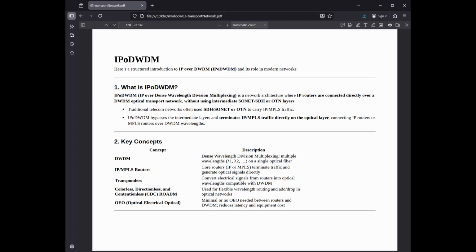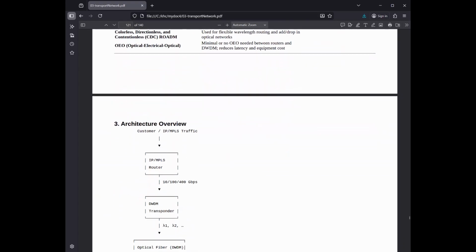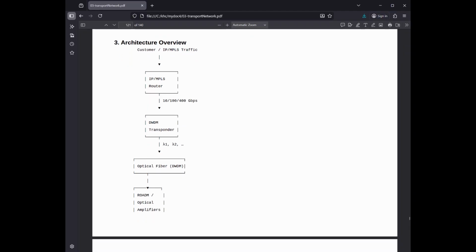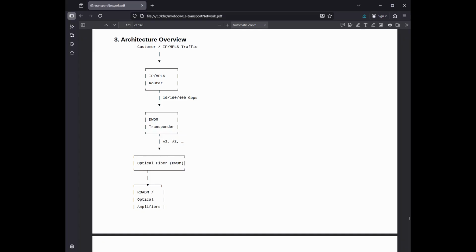Key enabling technologies: coherent pluggables, 400ZR/ZR+, the magic of miniaturized chips that fit a long-haul transponder's power into a module the size of a thumb drive. Open line systems, OLS: decoupled optical amplifiers and filters that allow routers from one vendor to work over optical fiber managed by another. To understand the difference, it's helpful to see how traffic travels in a traditional setup versus the modern IPoDWDM approach. In a traditional network, the IP and optical layers are physically separated by multiple cables and devices.